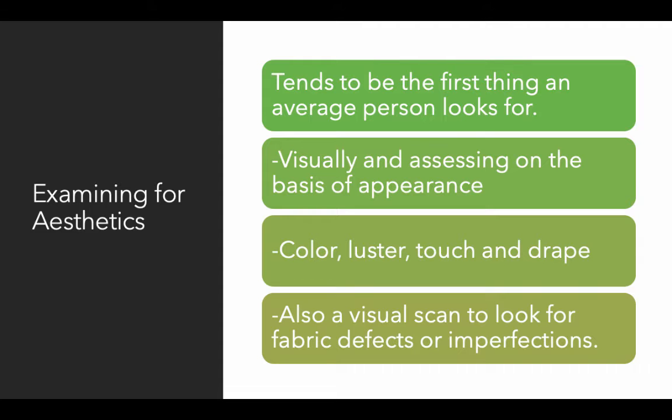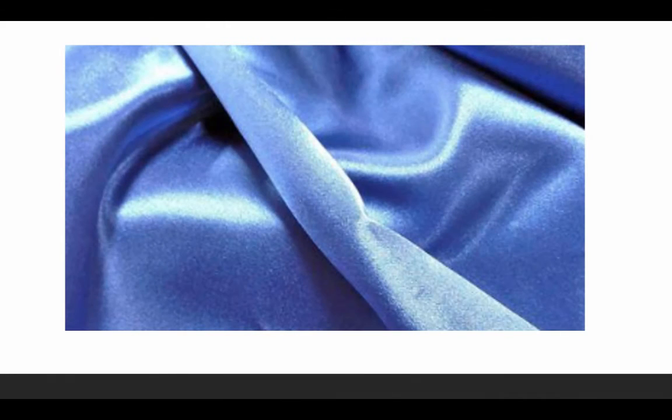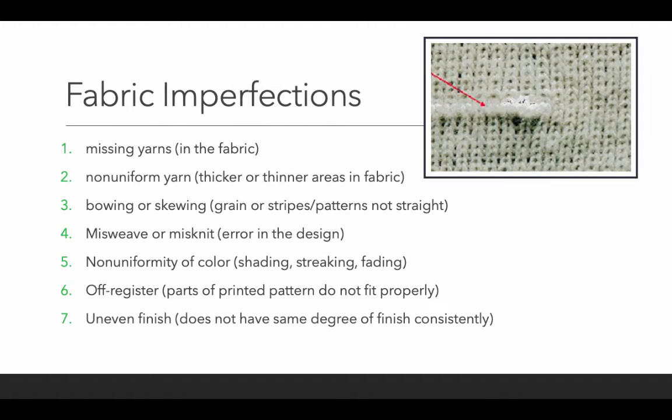Also, a visual scan to look for defects and imperfections. We've discussed them throughout the semester, but it's really important that when we look at this, you're paying attention to everything from the surface texture and how it feels and how it looks, and getting you to touch it and actually seeing how it feels. So fabric imperfections. This is a listing of typical fabric imperfections.